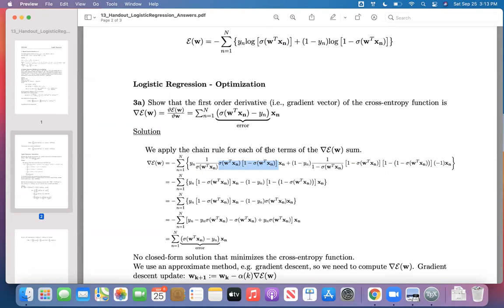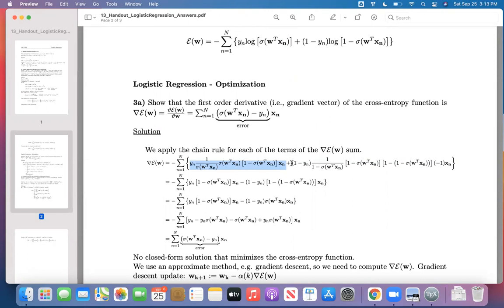However, we also now need to apply one more nested chain rule here, just because whatever is inside this sigma function does not depend solely on W, but it is another function of W. Therefore, we have to multiply this entire expression by the first order derivative of this smaller expression with respect to W, which is just this term x of n.